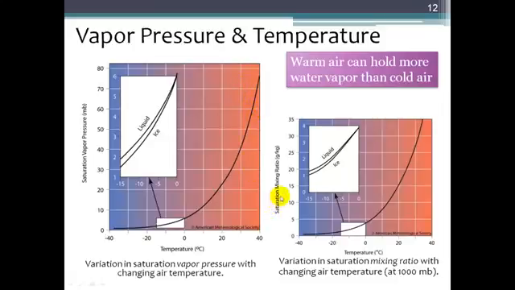And you see in both of these graphs that they do a little blow up for temperatures below zero, where we have ice instead of liquid. You see the slight difference between liquid and ice compared to water vapor. So this first graph shows variation in saturation vapor pressure, and then the second one shows the same thing but for saturation mixing ratio. So same tendency. Again, the point here is that warm air can hold more water vapor than cold air.